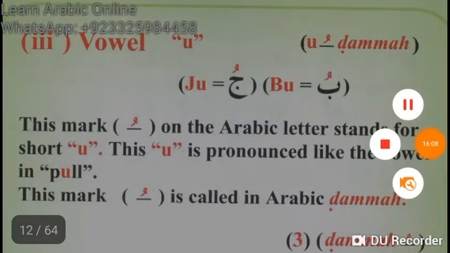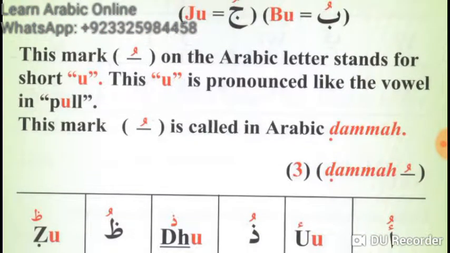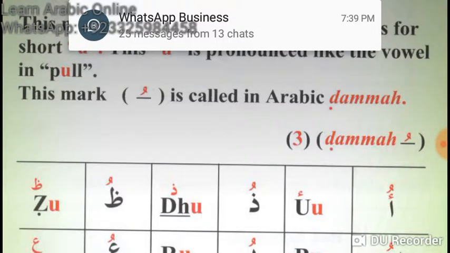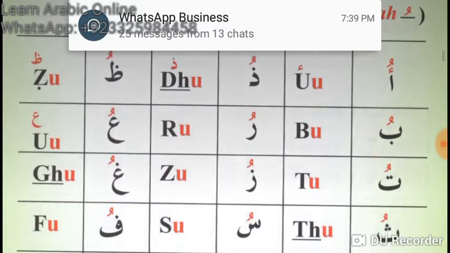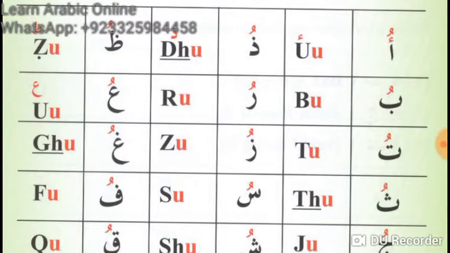Read it. Vowel U, dhamma. This mark on the Arabic letter stands for the short U. This U is pronounced like the vowel in full. This mark is called in Arabic dhamma. Alif hamza dhamma, ba dhamma Bu, ta dhamma Tu, sa dhamma Su.